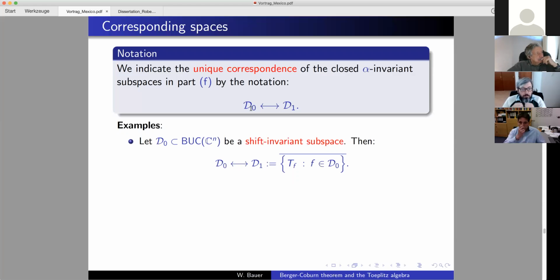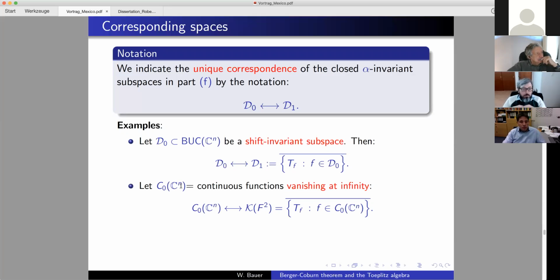Okay, let me give you some examples. For example, if we look at a space of symbols which is inside the bounded uniformly continuous functions on Cn, and I assume this is shift invariant, then I obtain the corresponding space of operators just by looking at Toeplitz operators with these symbols from D0 and looking at the closure. For example, if this space D0 is just the space of functions continuous and vanishing at infinity, then the corresponding operator space is the space of compact operators, and that's obtained just by the norm closure of Toeplitz operators where the symbols are in C0.